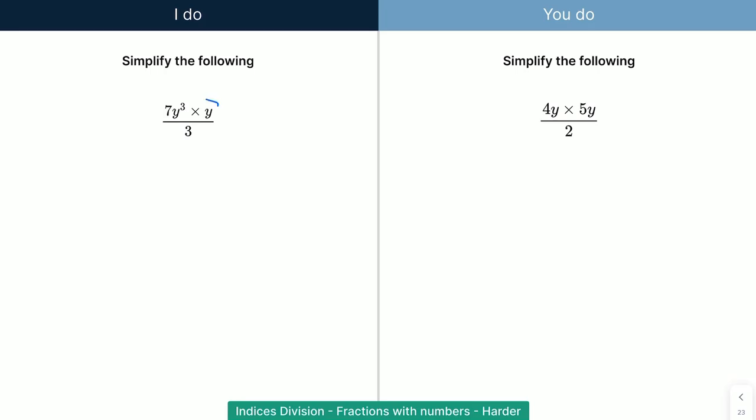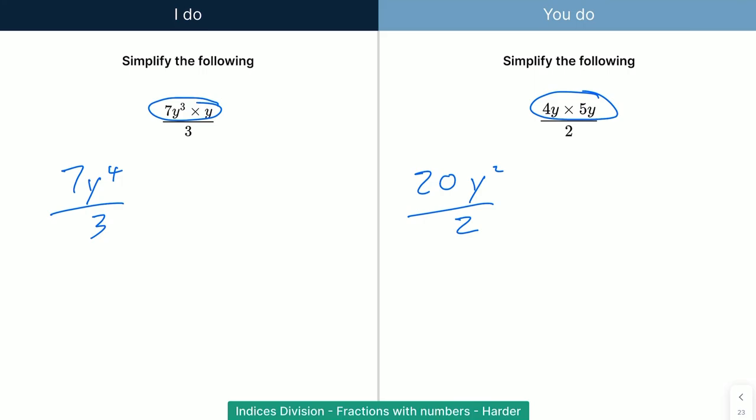Now with this one, again, tidy the top up. So that's 7y to the power of 4 divided by 3. Now this can't be simplified any further. 7 and 3 can't be divided by each other. It'll leave a decimal, and y to the power of 4, there's no y at the bottom. So that is our final answer here. And on the right, we have 20y squared divided by 2. Now the numbers can be simplified. 20 goes into 2 10 times. So that gives us that. And then we have the y squared.